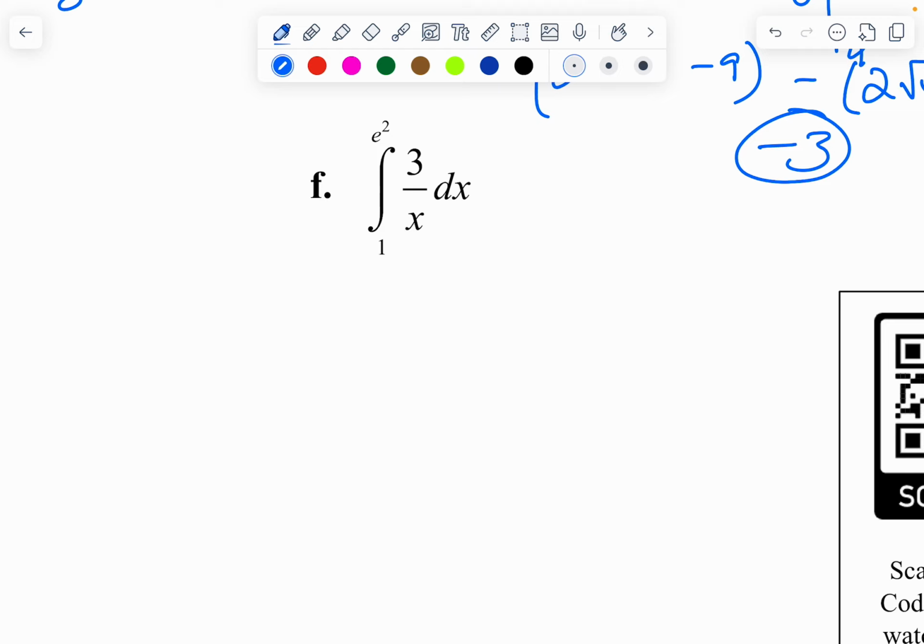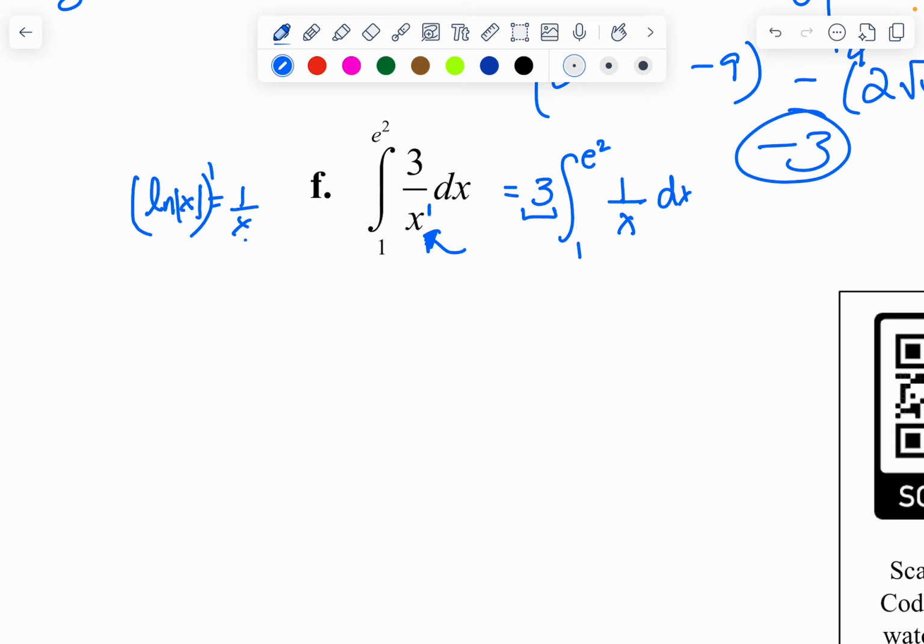So here is an example that you have to identify. Anytime you have x to the first power in the denominator, you have to remember that the integral of 1 over x, taking out the 3, is going to be ln of the absolute value of x. Just like the derivative of ln of x is 1 over x. The integral of 1 over x is ln of x.